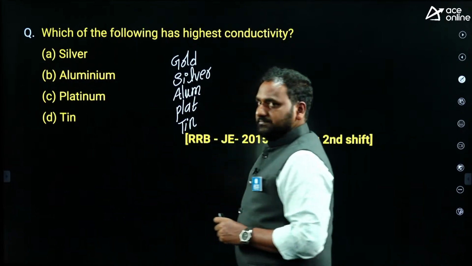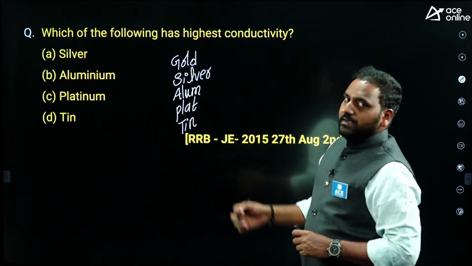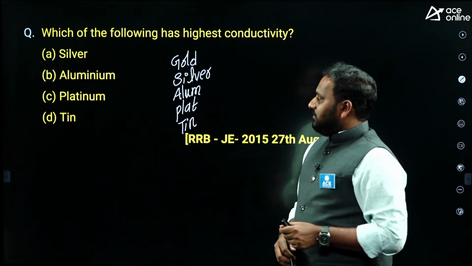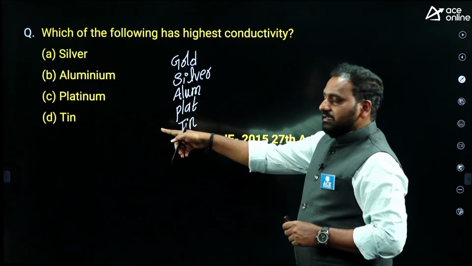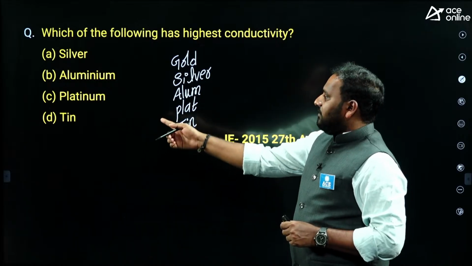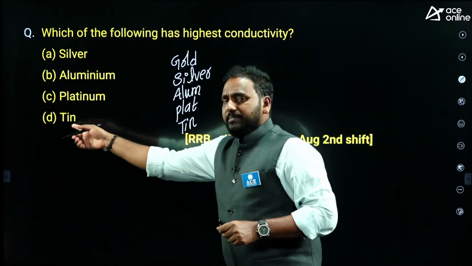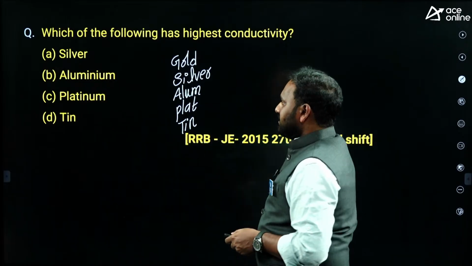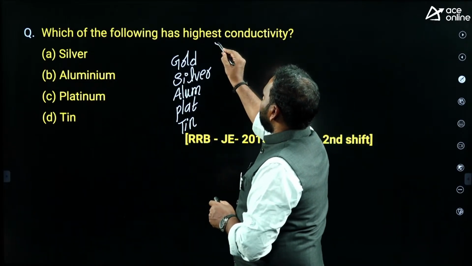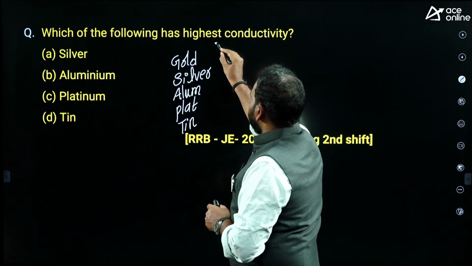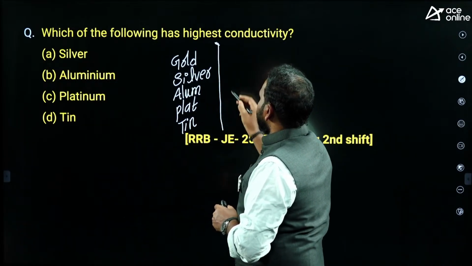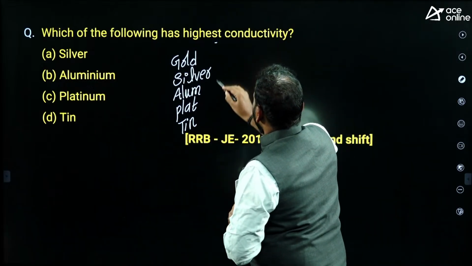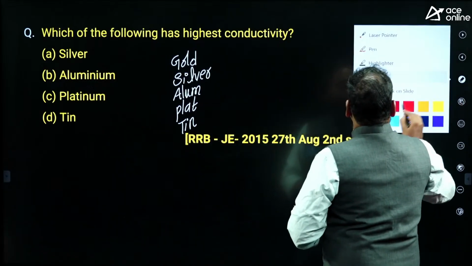Tin and then lead. Tin and lead, of course, have almost the same conductivity. In place of tin, you can find lead also, Pb. Here he has given tin, but they can give Pb, lead also, right? Tin or lead both have the same conductivity. This is the order of conductivity, otherwise I will write it like this, high and low.